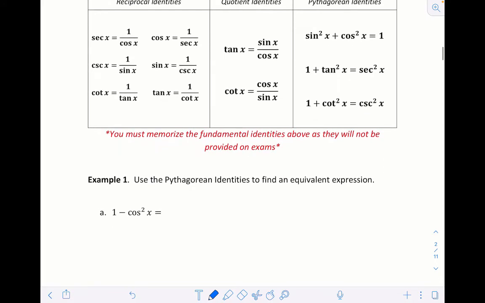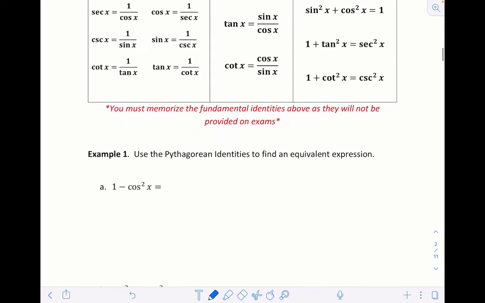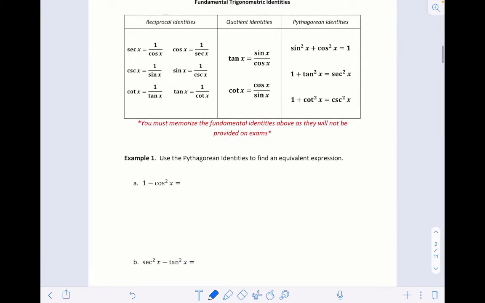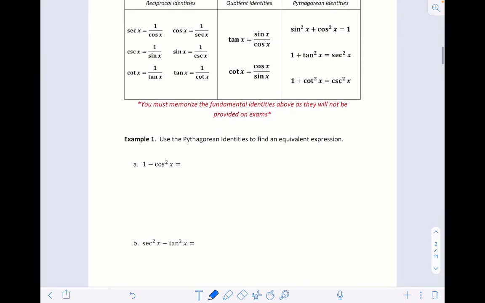One thing I want to note, we do see the Pythagorean identities a lot if you're studying trigonometric identities. So in general, I would say if you're working on a problem and you see a square in there, chances are you're going to need to use the Pythagorean identity or one of them. And I've got them all listed here, but just know that these are equations that you can move things around.